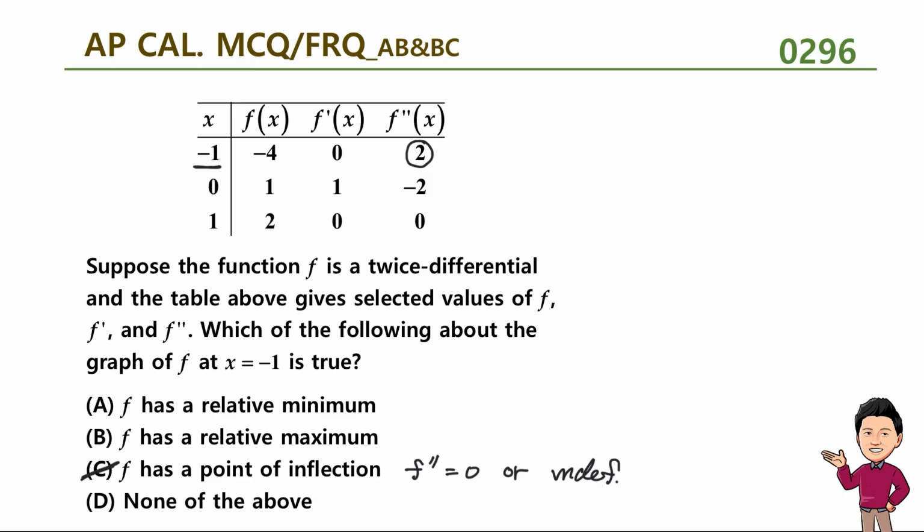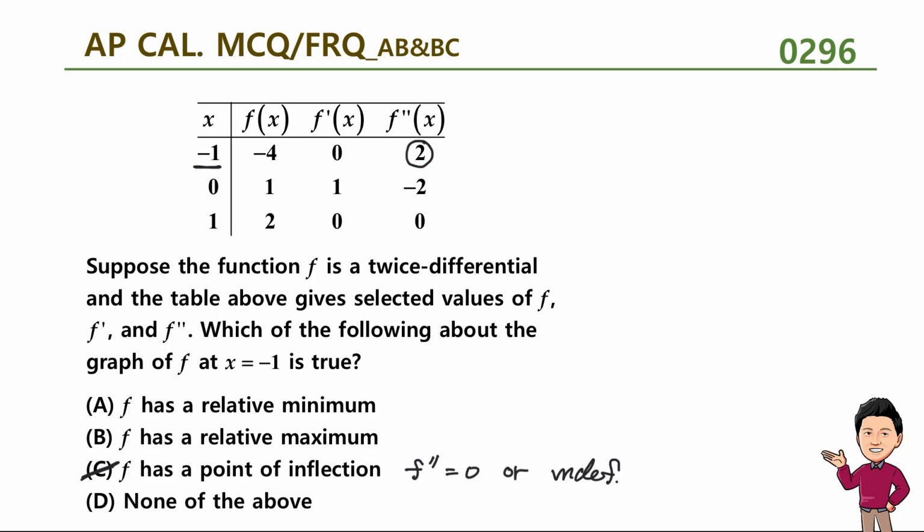Now let's look at answer choices A and B. Does f have a relative minimum or maximum at x equal -1? Here, at x equal -1, f prime is equal to 0. Slope is equal to 0, right? F double prime is positive. Then f is concave up, right?